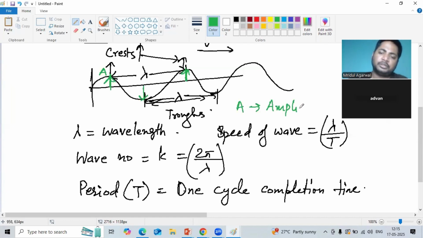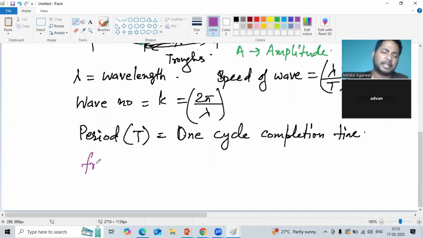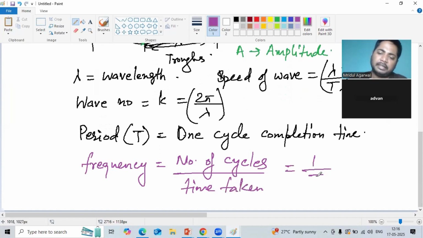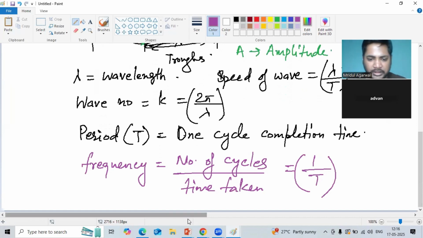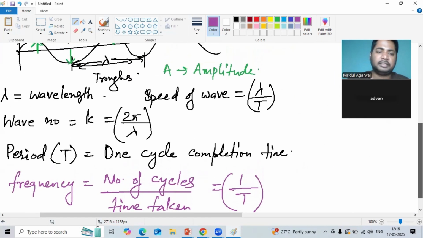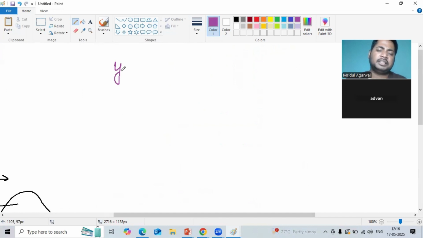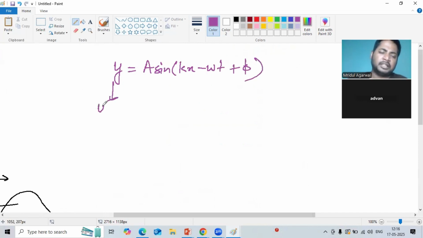One more thing is the frequency. Frequency is defined as the number of cycles per unit time taken. It will have one cycle covered in T time period, so it is 1 over T. That is your frequency, correct? So this is the part that you should know for waves. The general equation for a wave is y equals A sine of kx minus omega t plus phi, where phi is basically the vertical displacement.